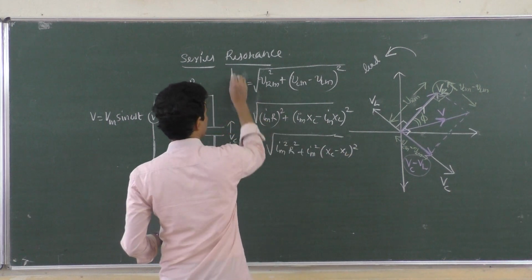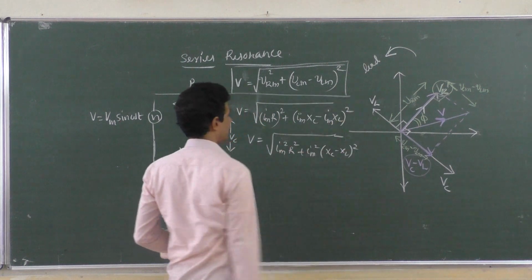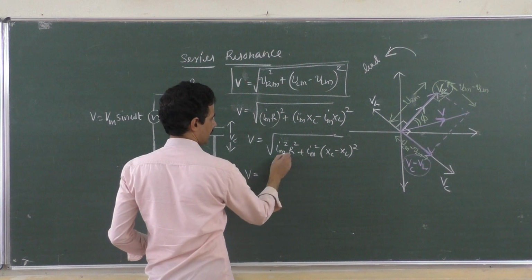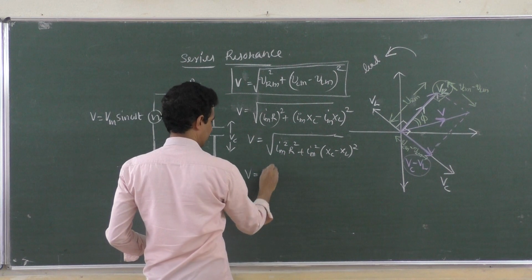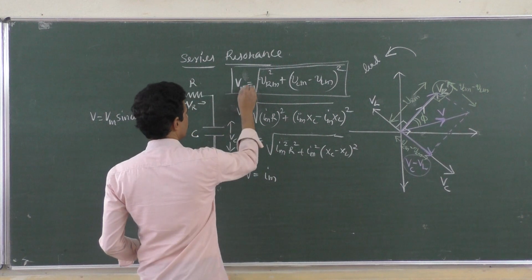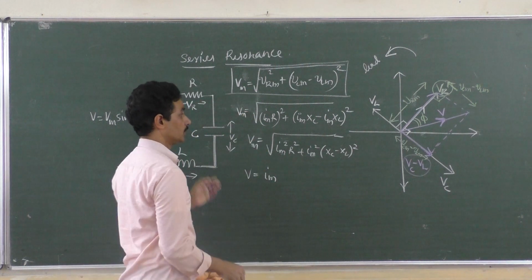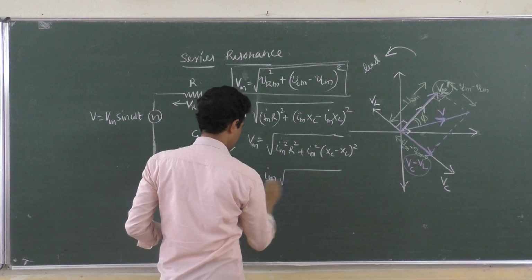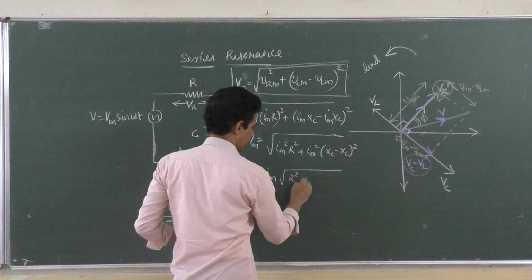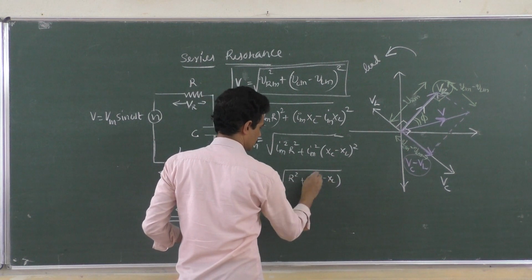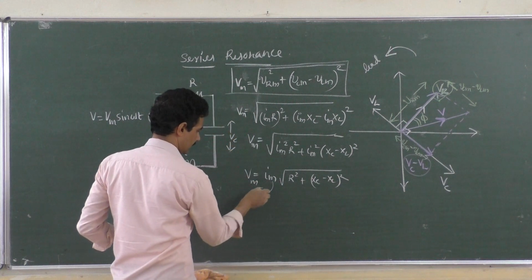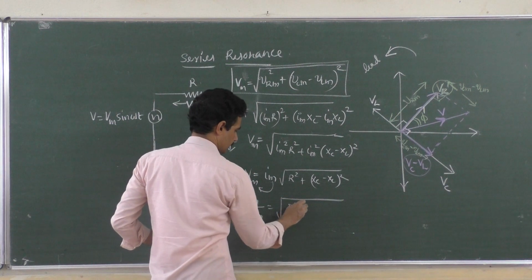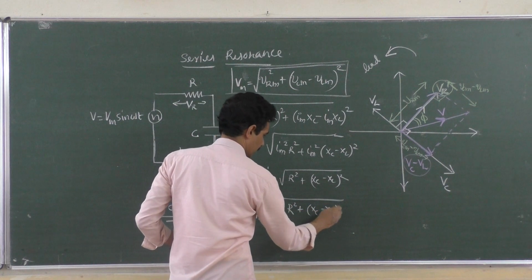Of course, this formula is also important. This gives the total voltage across all the three components. Now, Im square is common, so it comes outside the square root. Of course, this voltage is the peak voltage, so I can write it as Vm, the total maximum voltage applied across all the three components. Vm is equal to Im into square root of R square plus Xc minus XL whole square. Bring this Im here: Vm by Im is equal to root of R square plus Xc minus XL whole square.